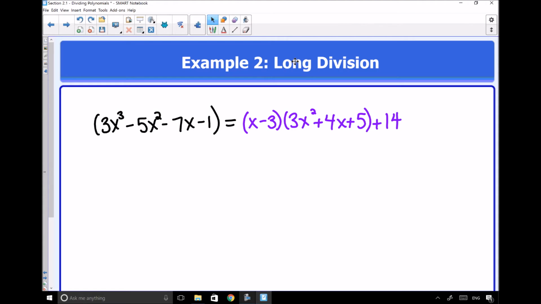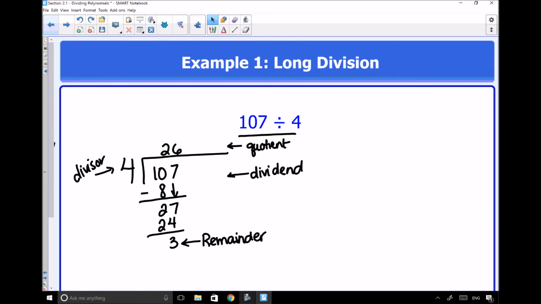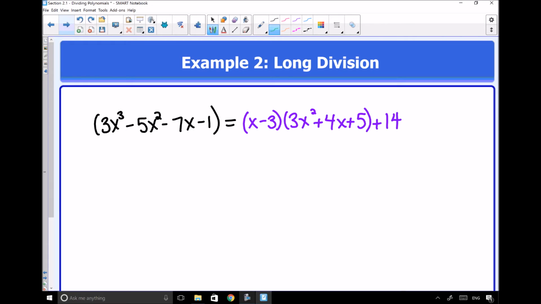Okay, so now we can go ahead and double check to make sure that this really works. And by the way, this answer is just like me saying in this example that I can say that 107 is equal to 4 times 26 with a remainder of 3. Okay, so let's just double check to make sure that this is really true.